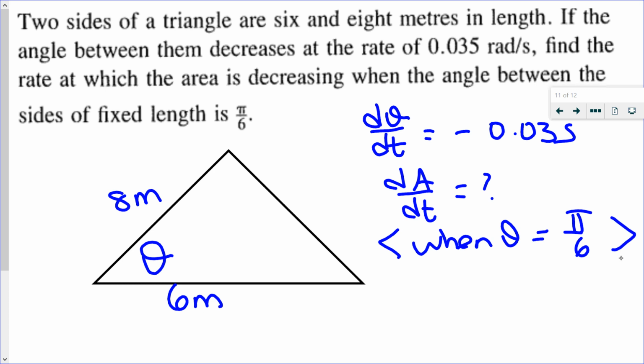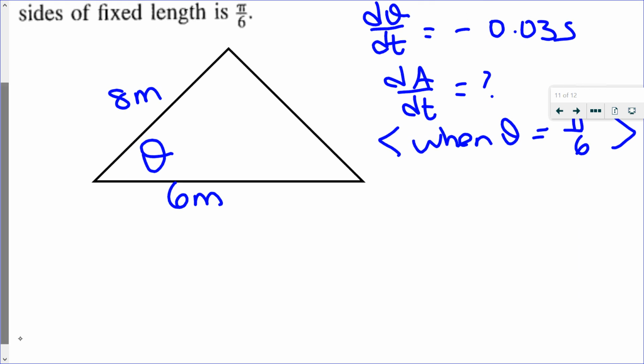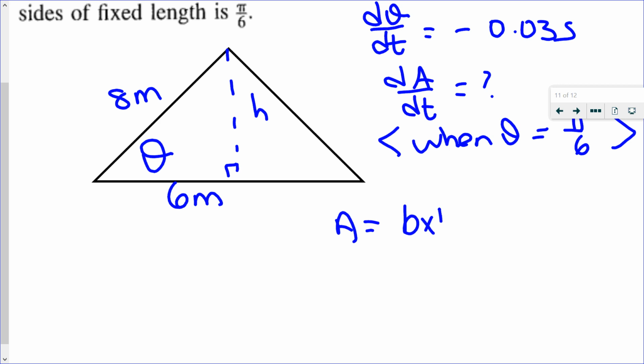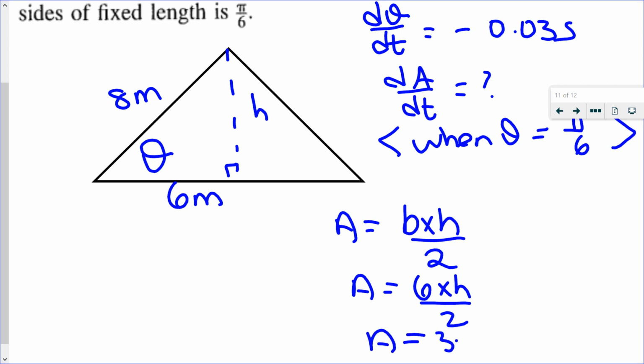Okay, so what I want to do is look at area. So if I drop down a perpendicular line segment here, that is the height. I want to come up with an expression for area. So area is base times height divided by 2. I want to have this in terms of theta. Well, my base I already know is 6. So 6 times height divided by 2. 6 divided by 2 is 3. So it's just really 3 times my height.